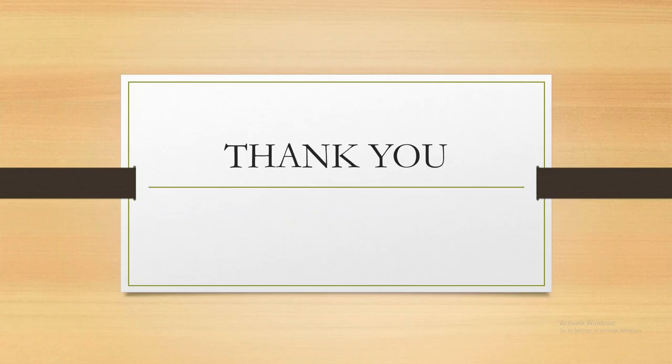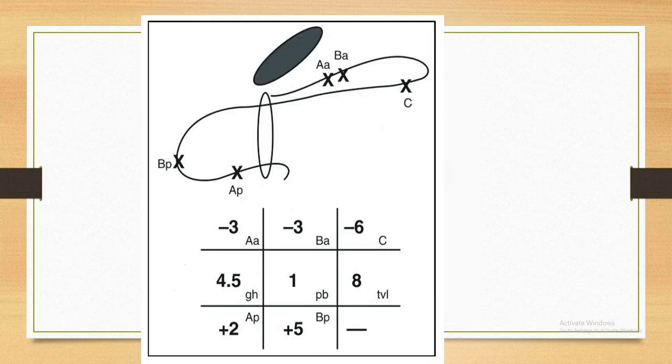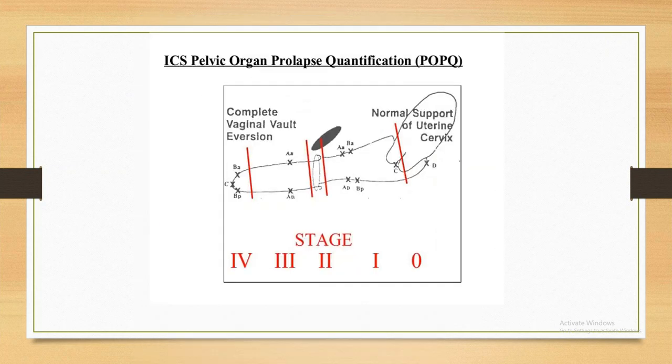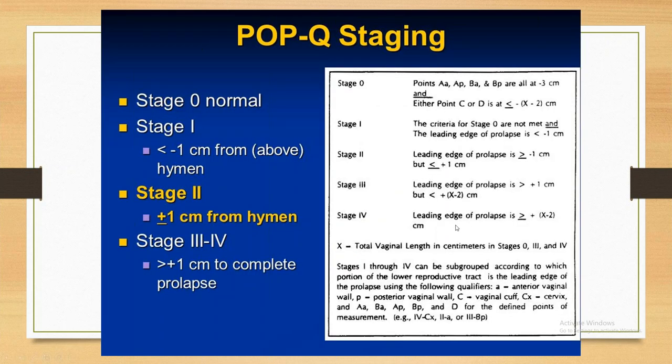Sir, when it comes to stage 4 also, up to minus 2 is normal. Suppose TVL is 8, up to plus 6 is stage 4. The leading edge of prolapse is plus TVL minus 2. So if TVL is 10, it is 8. When it is 8 or more than 8, it becomes stage 4. Because whenever there is D point, there will be complete eversion in stage 4.